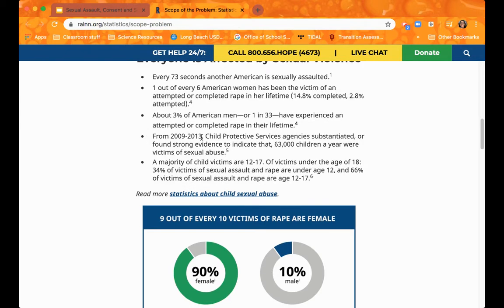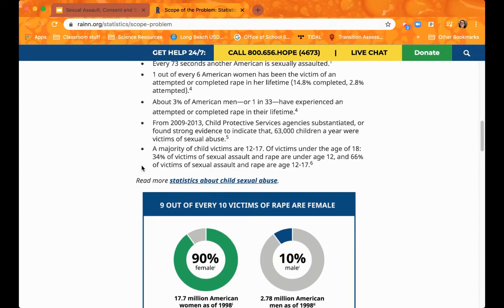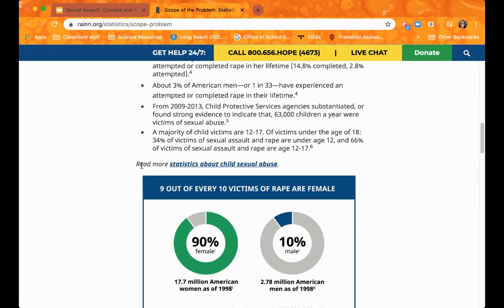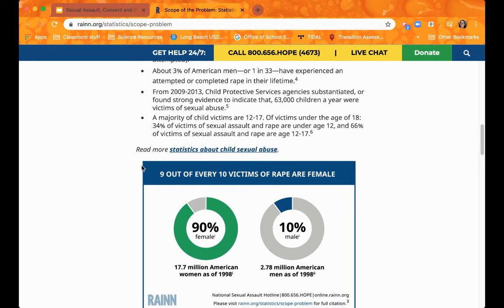From 2009 to 2013, Child Protective Services agencies substantiated, or found strong evidence to indicate, that 63,000 children a year were victims of sexual assault. And that's the really hardest thing to hear and to talk about with you guys, the children piece. You are the most vulnerable. You are the most at risk because a lot of the time you don't know what's happening. You don't know who to go to. You maybe think that this is happening for a reason, that you did something wrong, and none of those things are the case.